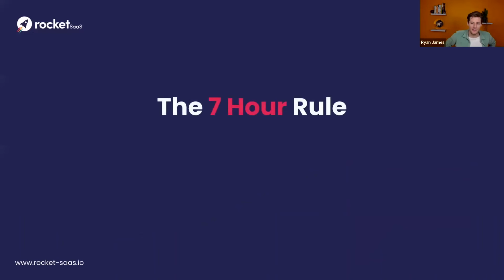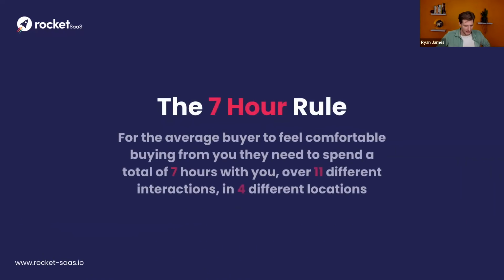The 7-hour rule. A lot of you marketers would have heard of the 7-hour rule before. The 7-hour rule is for the average buyer to feel comfortable buying from you, they need to spend a total of 7 hours with you over 11 different interactions in 4 different locations. Now, that may seem like a lot, and that certainly is a lot to do on your own manually, but that is supposedly what you need to achieve before someone is ready to buy from you.